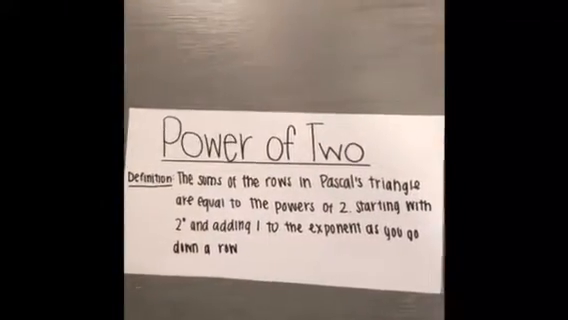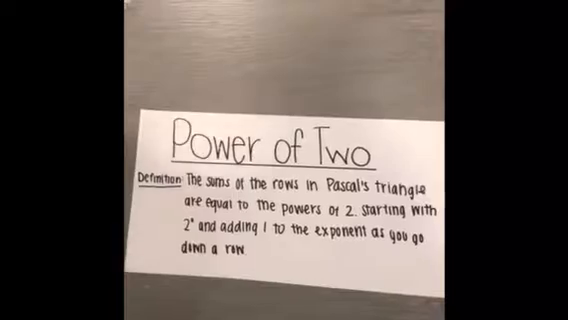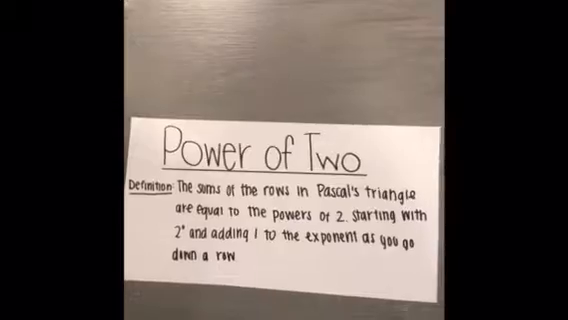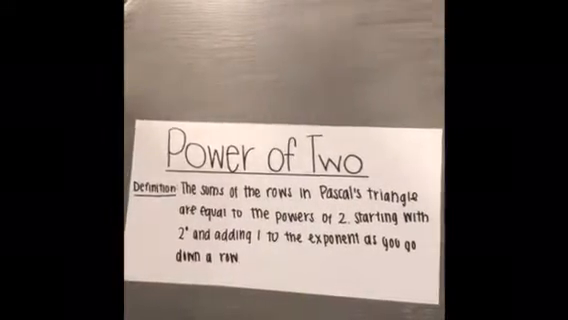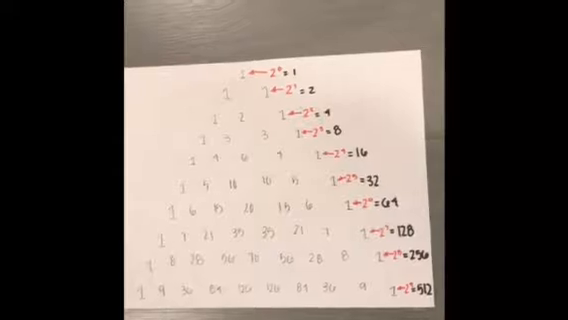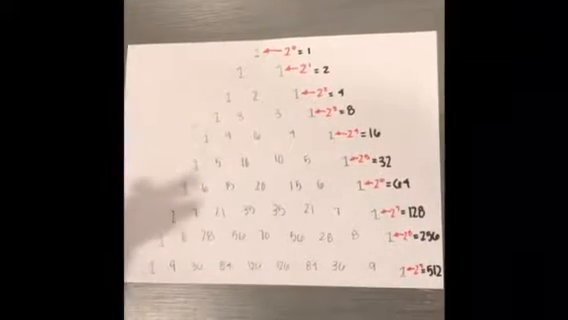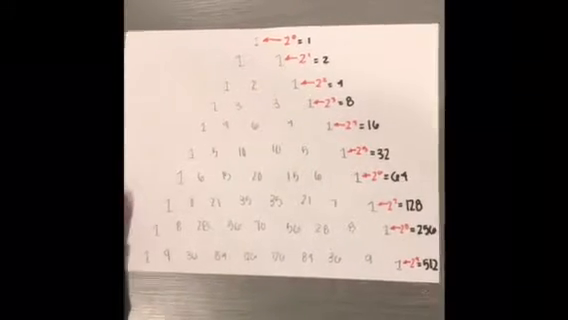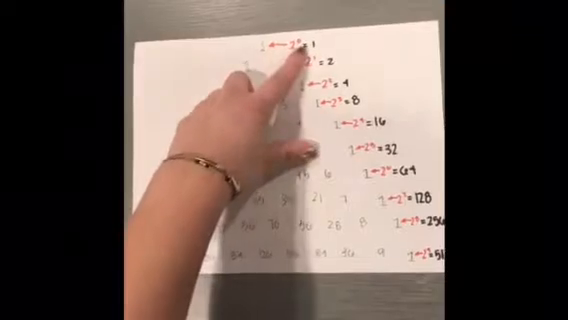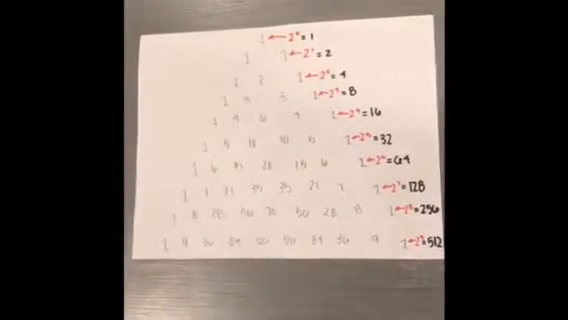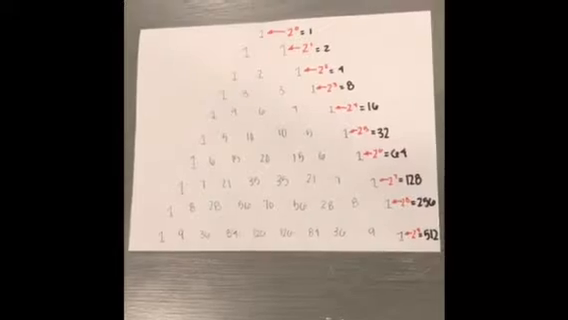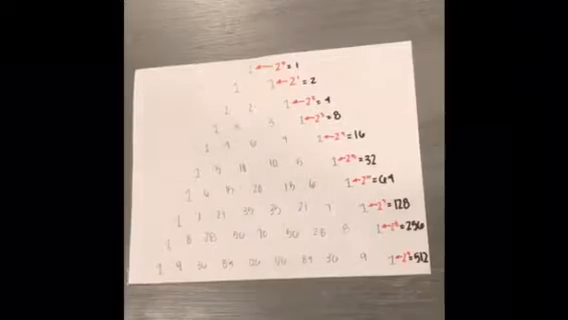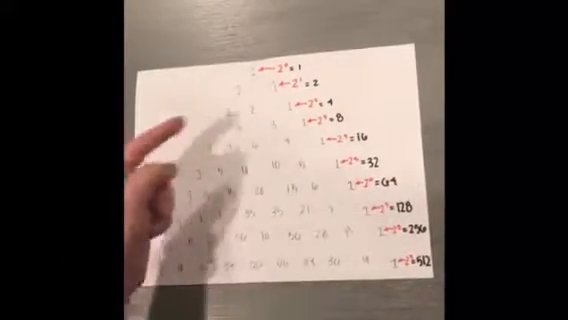This is the powers of 2 rule. So the definition is the sum of the rows in Pascal's triangle are equal to the powers of 2. Starting with 2 to the 0 and adding 1 to the exponent as you go down each row. So going back to your question, Calliope, this is how you figure out the powers of 2 in the Pascal's triangle. So as you can see, we start with 2 to the 0, which is the row 0, so that's why 0 is in the exponents, and 2 to the 0 is 1. So if we go down the triangle, you get the same thing. You get 2 to the 1, and this is row 1, which is why that's in the exponents, and 2 to the 1 is 2, and if you add these, you get 2.